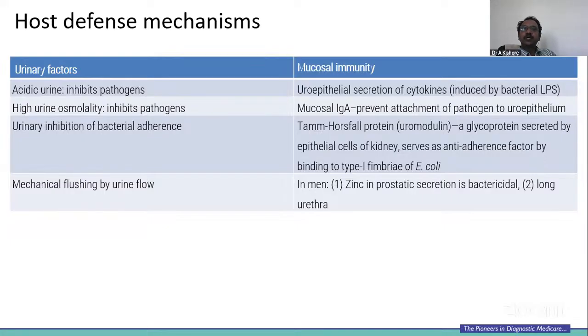And mucosal immunity, uroepithelial secretions of cytokines. So these are various other factors, where you see cytokines play a role in mucosal immunity induced by bacterial lipopolysaccharide. And mucosal immunoglobulins prevent attachment of the pathogens to uroepithelium. There's a protein called uromodulin, also called Tamm-Horsfall phosphoprotein, a glycoprotein secreted by epithelial cells of the kidney. It serves as an anti-adherence factor, binding to type 1 fimbriae of the bacteria.